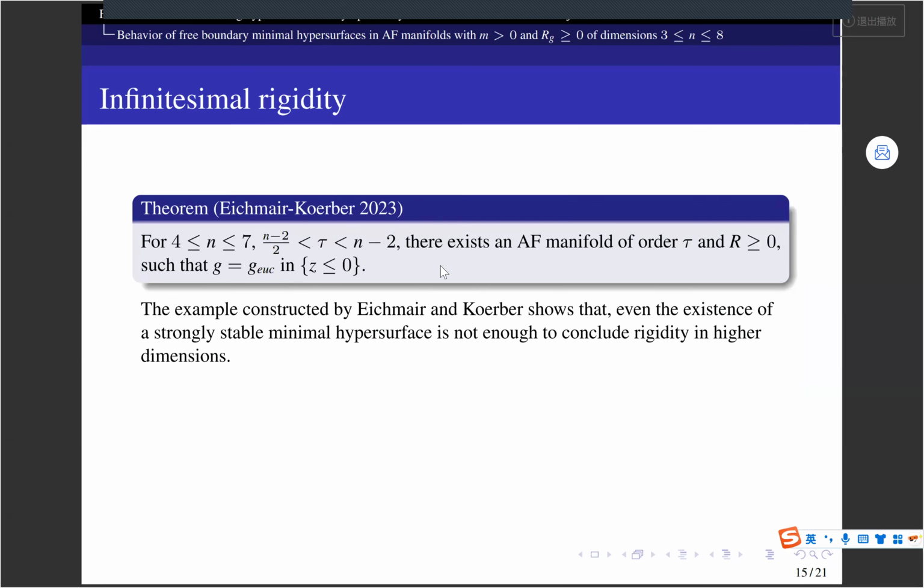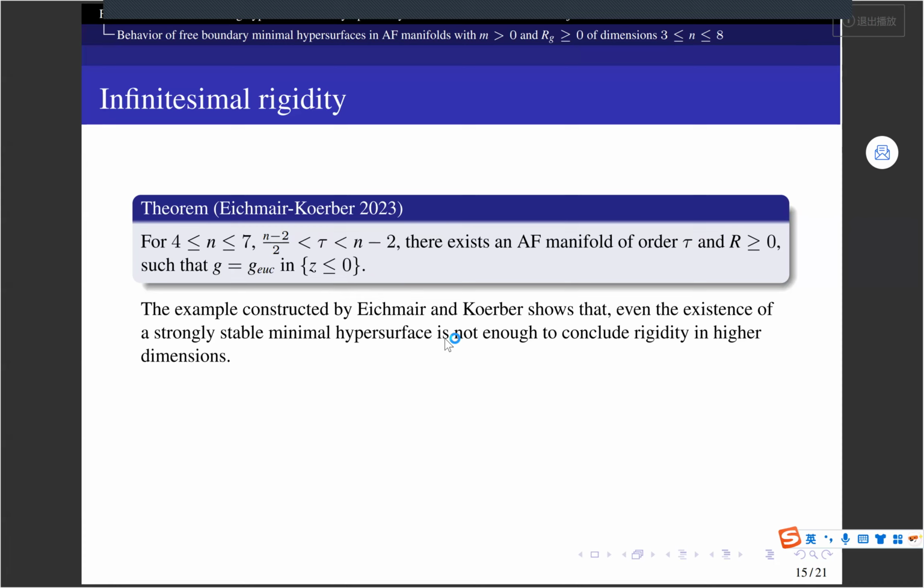However, this is false by a counterexample due to Eichmair and Koerber. They have shown there exists a non-flat AF manifold with non-negative scalar curvature that equals the Euclidean metric in the lower half space. And in the upper half space, it is non-flat. So in the lower half space, each horizontal slice will be the standard R^(n-1), and that would be a strongly stable hypersurface.